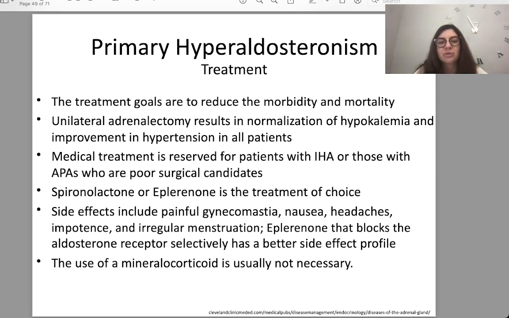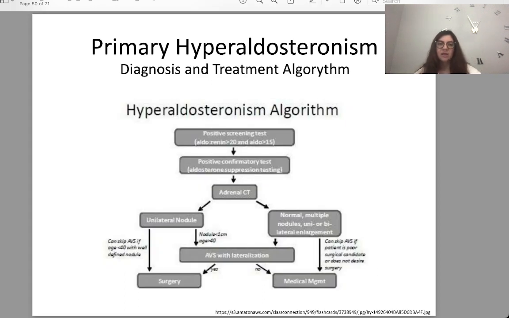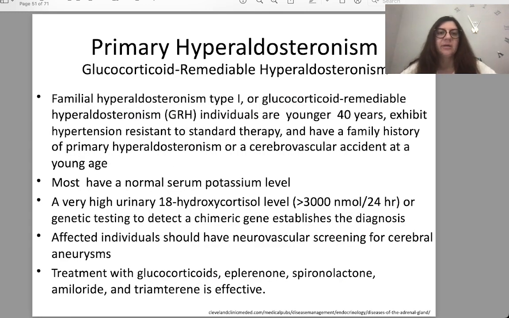The use of mineralocorticoids is usually not necessary. And the algorithm of diagnosing and treatment of hyperaldosteronism is here. One more time, I will not stop on it. Okay, and one of the forms is glucocorticosteroid remediable hyperaldosteronism.